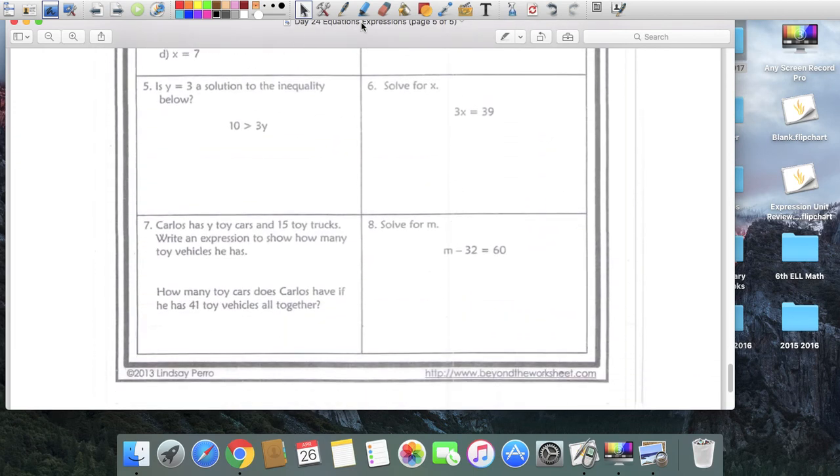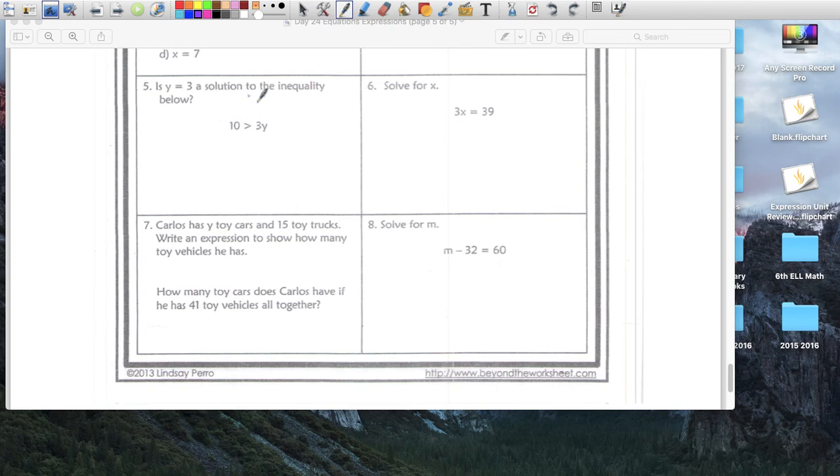Is y equals 3 a solution to the inequality? Well, again, instead of the y, I'm going to replace it with 3. 10 is greater than 3 times 3. 10 is greater than 9. So yes, when you substitute 3 here, it is part of the solution.